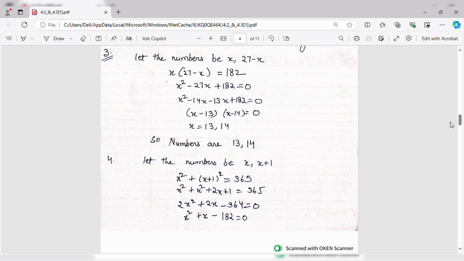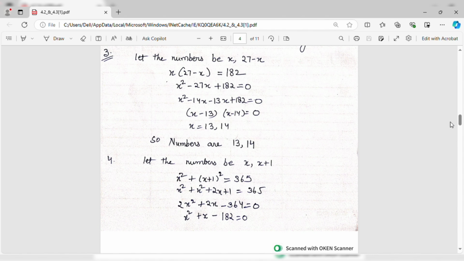These both questions are given as examples in your textbook. Coming to the third question. The third question is: find two numbers whose sum is 27 and product is 182.